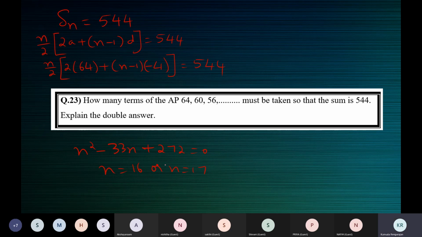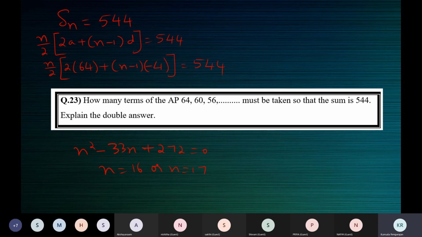Now, both the values can be accepted because you don't have any reason to reject them. When n was 0, you had a reason to reject it. But here n is 16, n is 17. Both the values are acceptable. If you reject a value, you should give a reason. Am I audible and clear, children? Yes, ma'am. In the earlier question, we got n is equal to 0. So for very obvious reasons, we rejected the value of n to be 0.